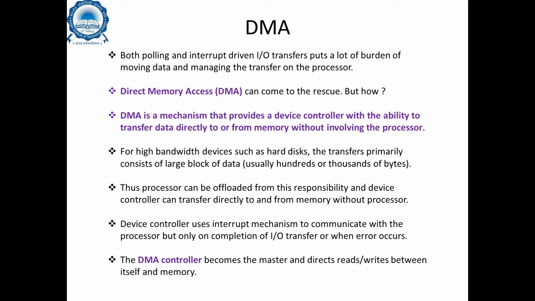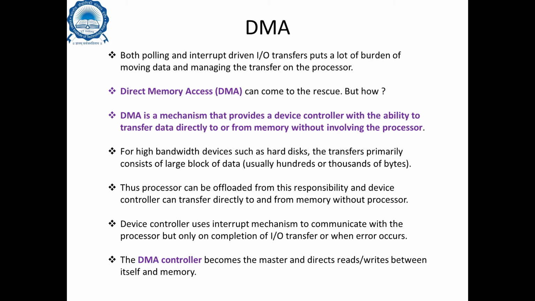DMA is a mechanism that provides a device controller with the ability to transfer data directly to and from the memory without involving the processor during the transfer process. I'm not saying that it does not involve the processor at all. I'm saying that it does not involve the processor during the moving of data and the managing of the transfer. So every IO device has its own specific device controller, and DMA gives it the authority to transfer data directly to and from the memory without involving the processor.